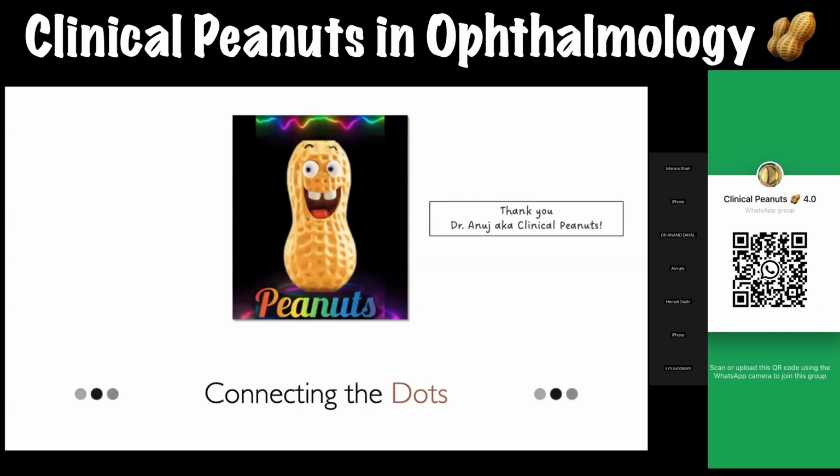So toric IOLs usually have these three dots on either side of the lens because these three dots help us align the lens to the axis in which it's intended to be. So the title of my talk, which I had kept, was Connecting the Dots, because everything that lies between the dots is what we're going to talk about today. So we'll get started.